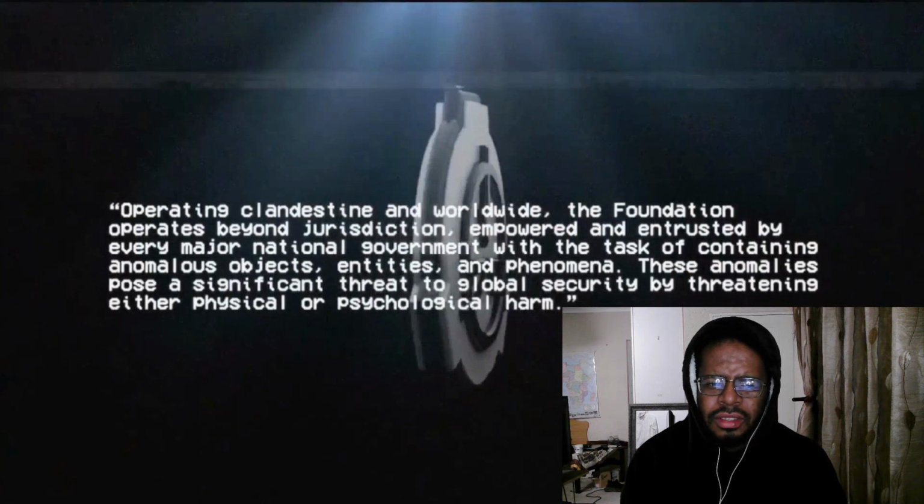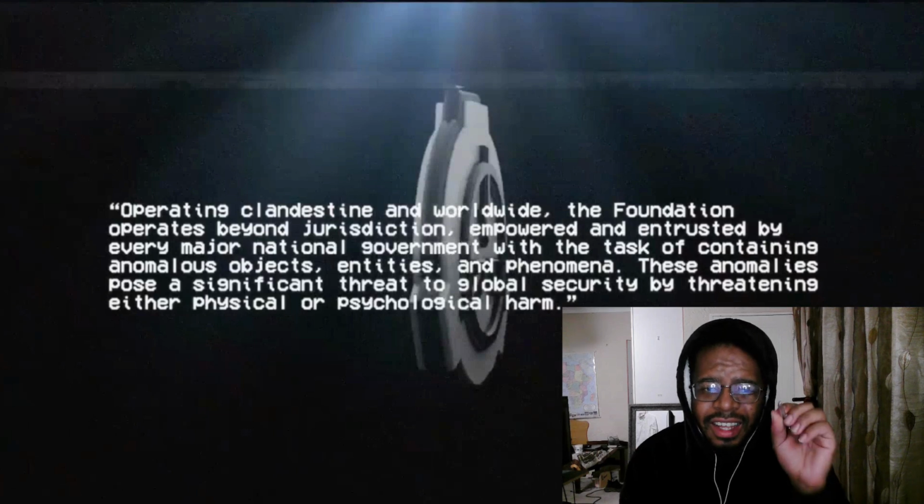Okay, wait a minute. Operating clandestine and or worldwide. Okay, yes, the Foundation operates beyond jurisdiction, empowered and entrusted by every major national government with the task of containing anomalous objects, entities, and phenomena. These anomalies pose a significant threat to global security by threatening either physical or psychological harm.